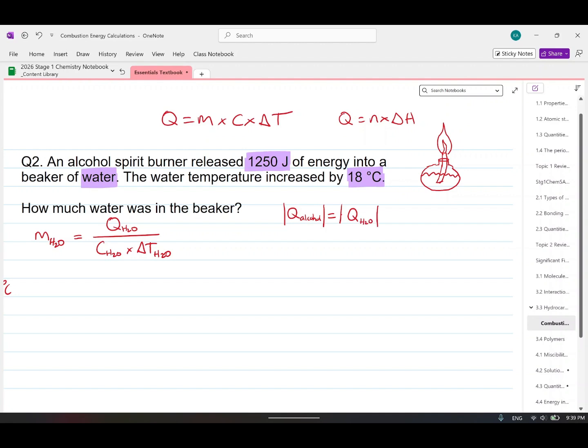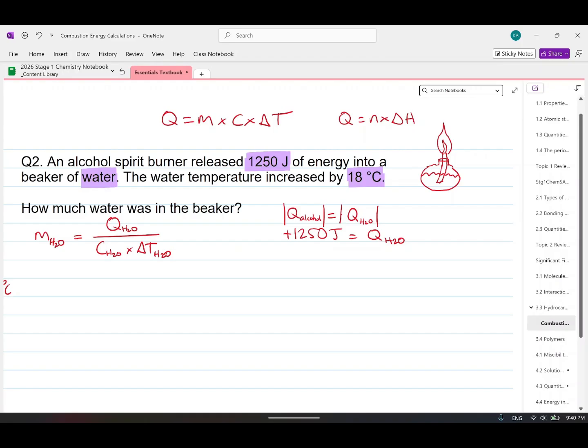So right now I don't really care about the signs. All I care about is how much. The alcohol, the spirit burner, releases 1,250. So we know that the value itself is 1,250, and it's going into the water. Now, if it's going into the water, that means our Q value for our water is going to be positive. So in this case, Q for our water is 1,250, and it's a positive value because that water is absorbing it.